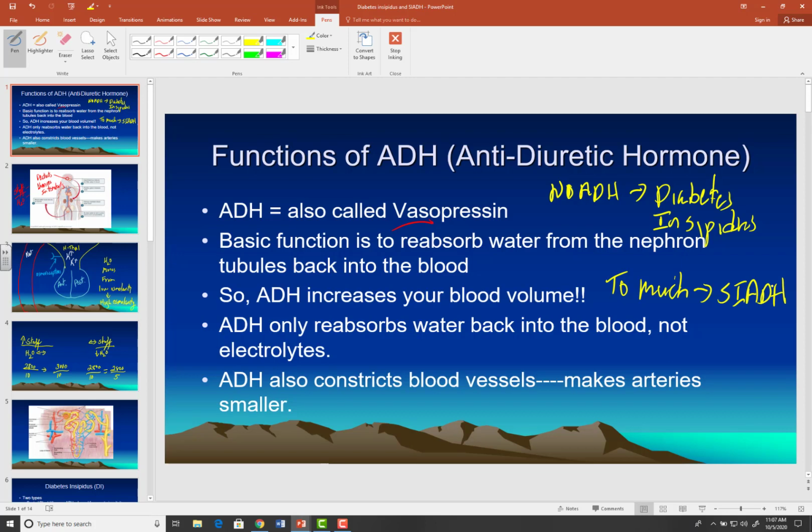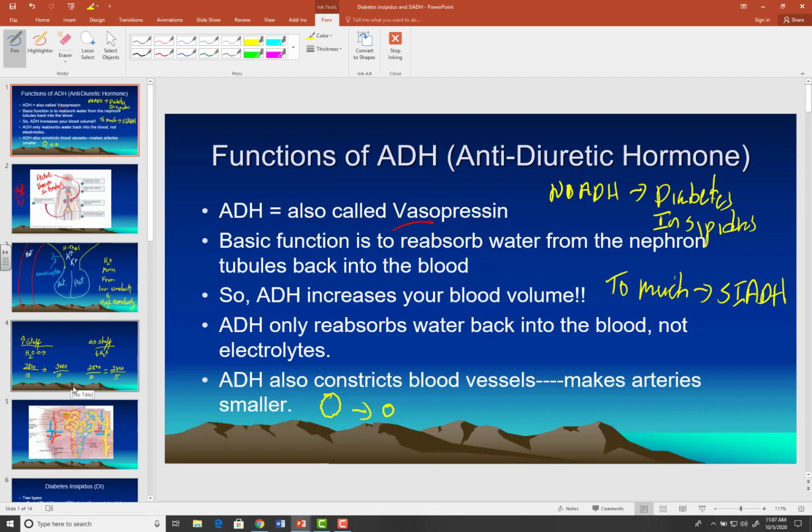The other thing it does is it causes arteries throughout your body to constrict. So the lumen, or the hole the blood flows through, gets smaller. So if the arteries get smaller, they vasoconstrict because of the effects of vasopressin or ADH, then the left ventricle has to try to generate more pressure to get that same amount of blood through. So the basic function of ADH ultimately is to increase your blood pressure.